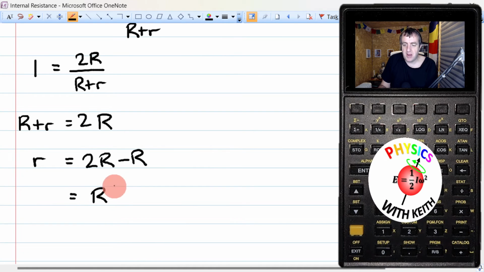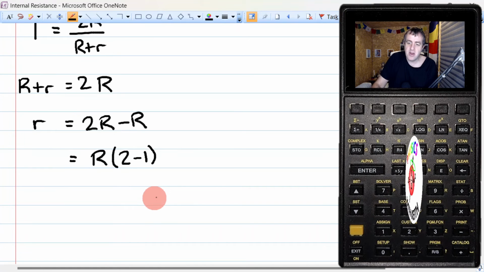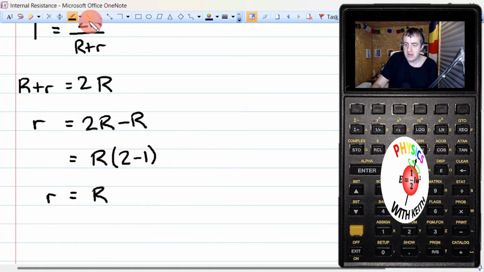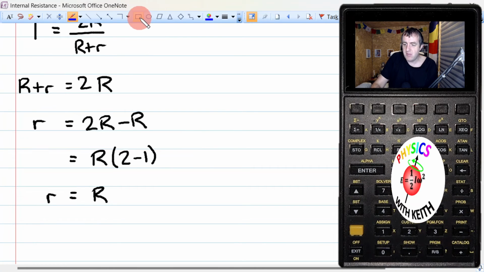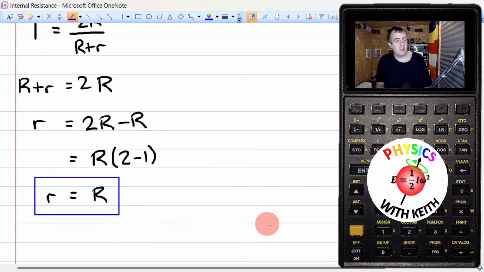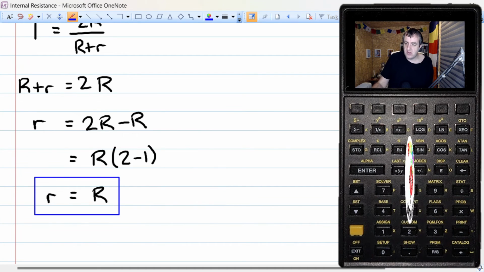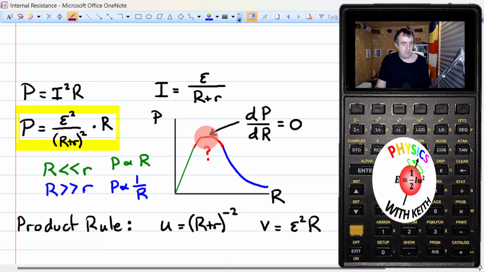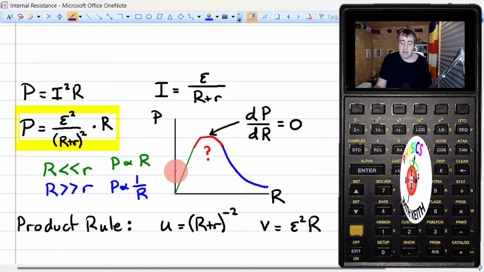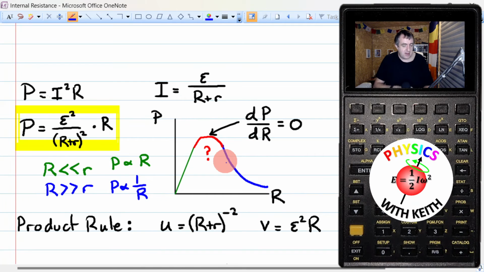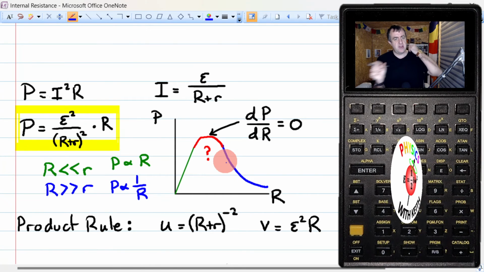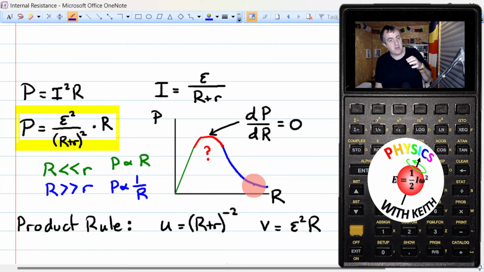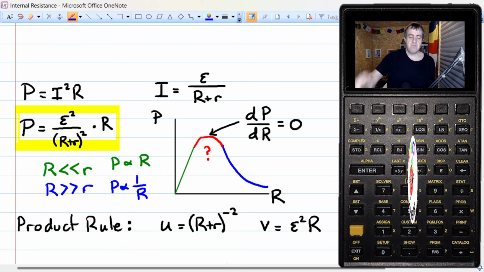Let's multiply out big R. I mean, 2 minus 1 is 1, so there's no reason for me to go quite as long-winded as I have done. But there we have it. If the load resistor is equal to our internal resistor, then we will have the maximum power delivered to it. If we have less, then we'll have less power. And interestingly, if I decrease that resistance, the power is reduced. If I increase the resistance, it also decreases the power. So that's interesting.